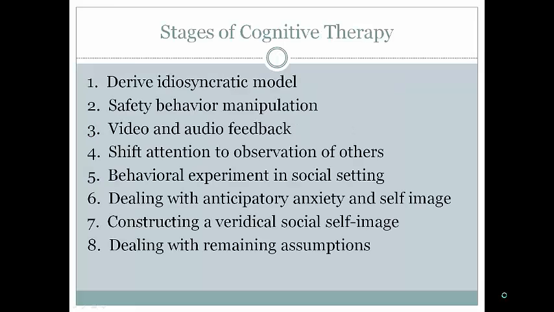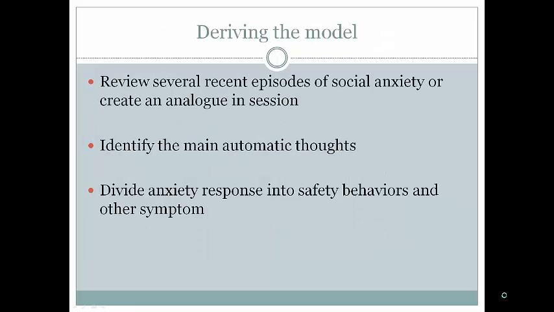In terms of how cognitive therapy differs from CBGT, you talk about the cognitive model, you talk about safety behaviors, you'll do video and audio feedback to the individual, so you'll record them and then give them feedback. You'll shift attention to observation of others. You want to give them behavior experiments in a social setting. You deal with the anticipatory anxiety, which we all experience before we engage in some sort of exposure exercise, and how that impacts your self-image. We want to construct a more realistic self-image, and then deal with the remaining assumptions that we have of ourselves.